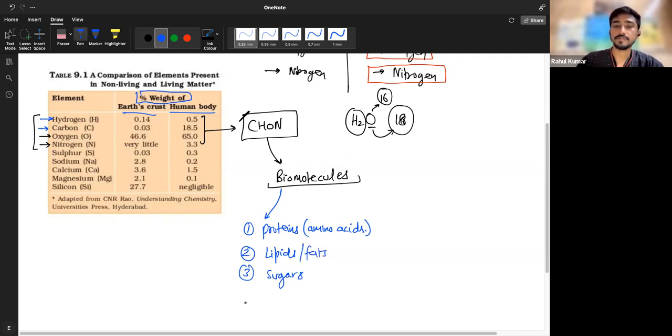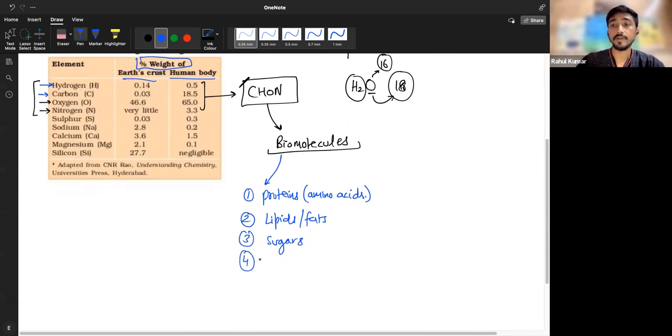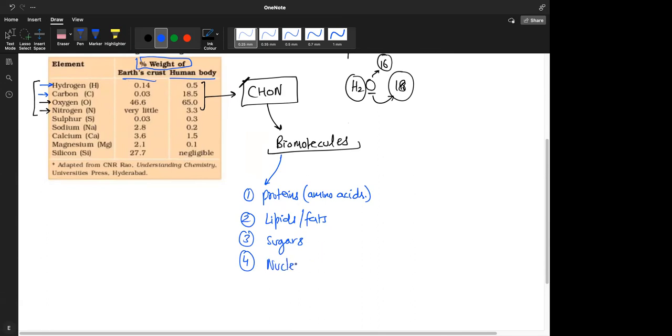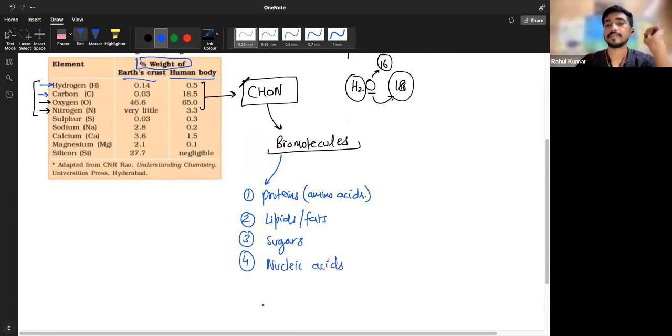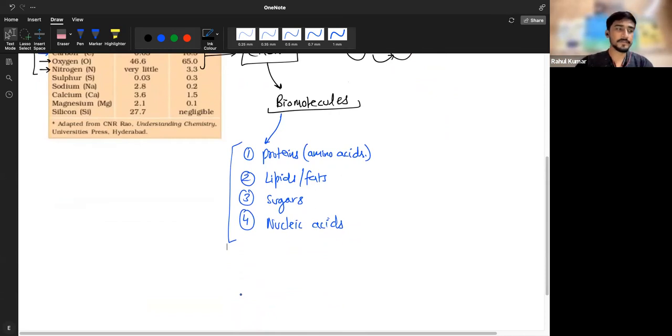Lipids are fats. Sugars, what are sugars basically? Carbohydrates, right? Glucose, fructose, lactose, etc. And you're forgetting the most important one. Our genetic material is made up of nucleic acids, right? So these are the most important biomolecules, and we are going to read about them in this chapter. So you understood what biomolecules are? Why are we going to read about it? Is the base clear? Shall we start?